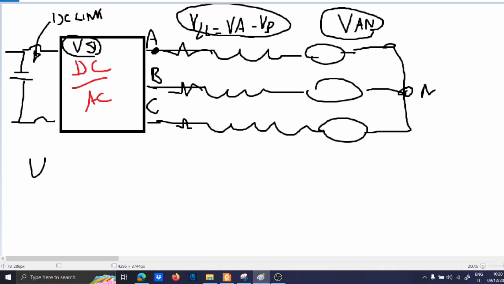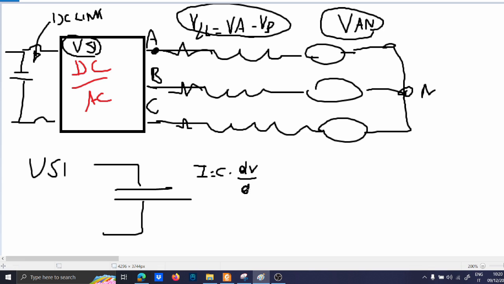In a voltage source inverter, you have to use a DC link capacitor. The capacitor has an equation like I equals C times dV over dT, so the bigger the capacitor, the more current it requires to make a voltage change. So you can interpret a capacitor like this. It's like a spring in mechanics.